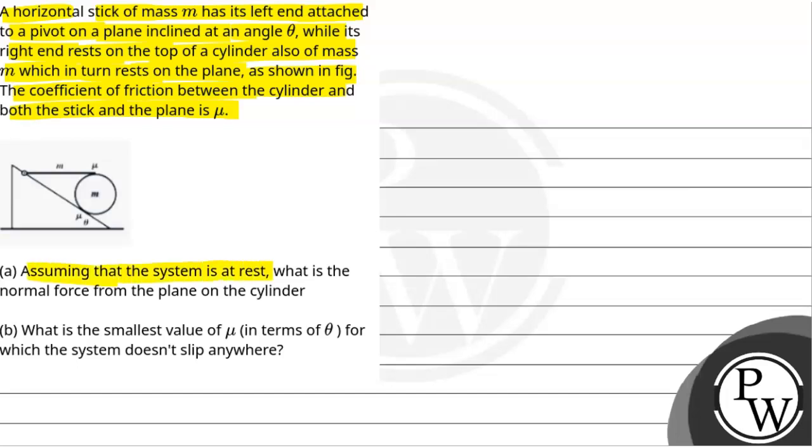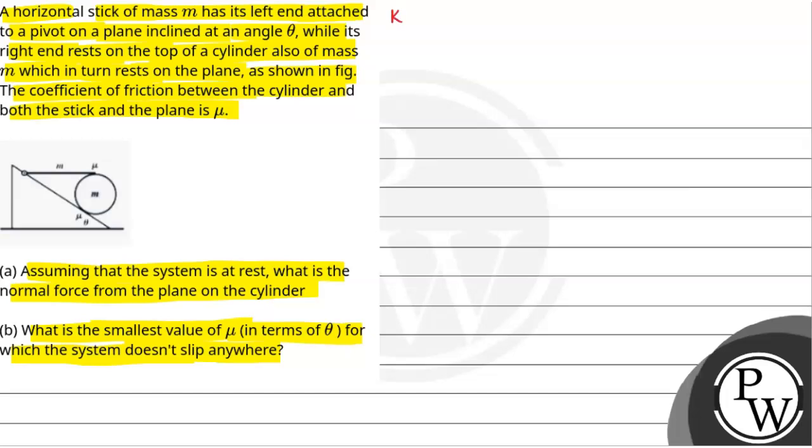Assuming that the system is at rest, what is the normal force from the plane on the cylinder? What is the smallest value of mu in terms of theta for which the system does not slip anywhere? So we will solve this question.